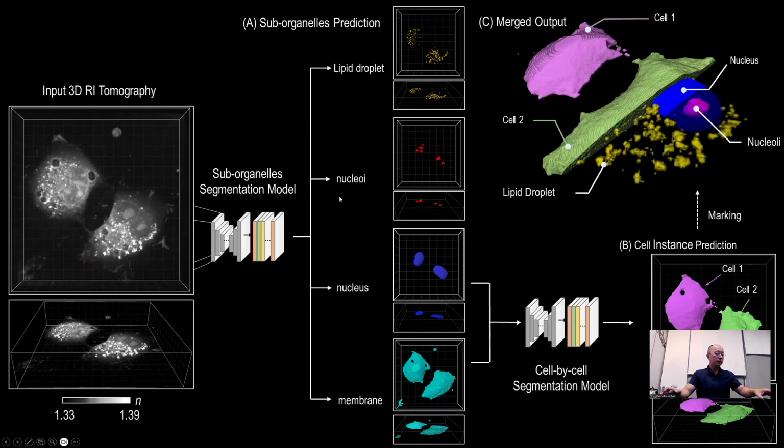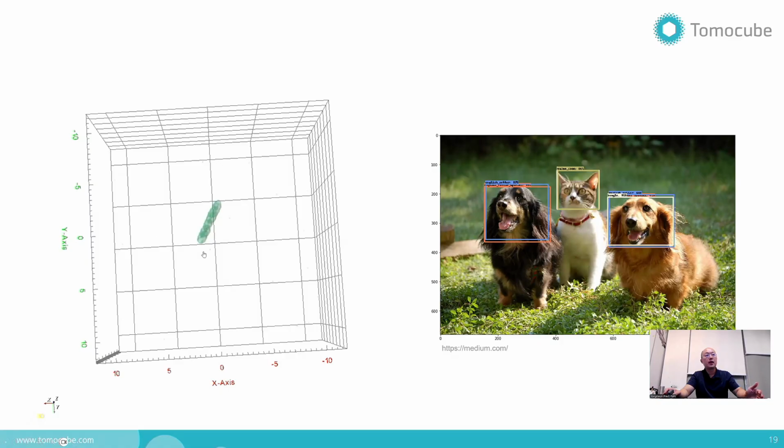We have further improved the capability, and now we can do automatic segmentation of major subcellular organelles such as the nucleus, nucleoli, membrane, the lipid droplets and so on. Those can be done by simply applying an AI model to this label-free refractive index distribution data.